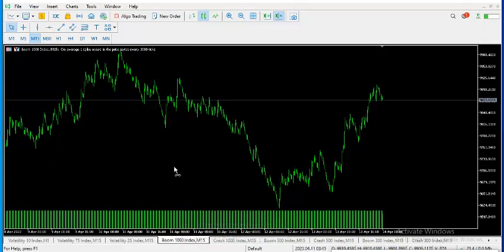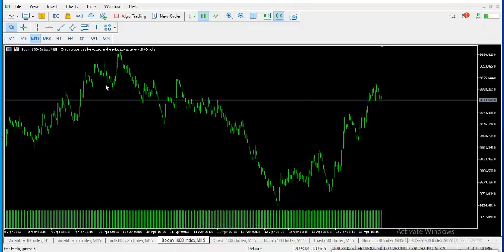Recently this evening we took a trade on Boom 1000, and how did that happen? You can see that there is a break of structure clearly over here. There is a break of structure here. Boom 1000 broke upwards from this place, came back down to retest and moved up, but finally moved back down again.